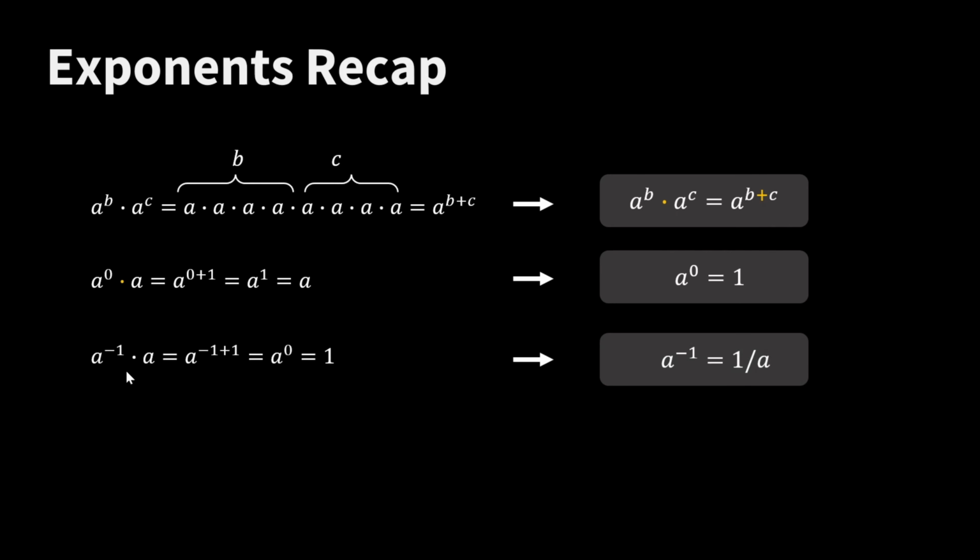What about a to the power of minus 1? A to the power of minus 1 times a is a to the power of minus 1 plus 1, which is a to the power of 0, which is 1. Now we divide both sides by a and get the result a to the power of minus 1 equals 1 over a.